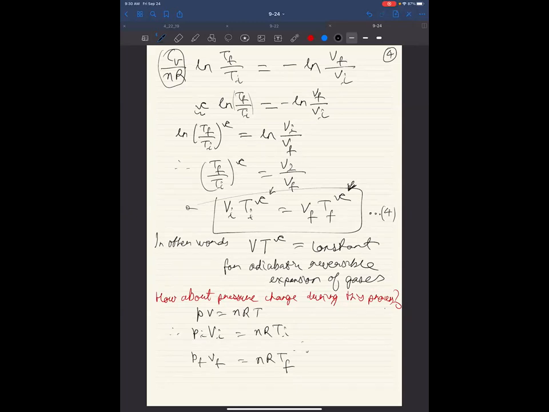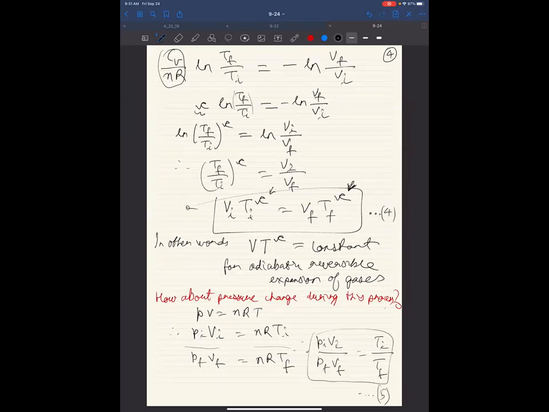So if you divide both of these, what do you get? You get PI VI by PF VF is equal to TI by TF. Fair enough? For an ideal gas, this is always true. This is not assuming anything. Apart from the ideal gas assumption, this is not assuming how the process was. So let's call this equation number 5.